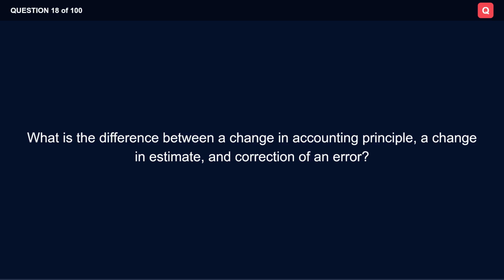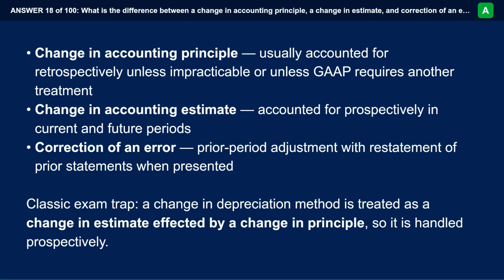What is the difference between a change in accounting principle, a change in estimate, and correction of an error? Change in accounting principle, usually accounted for retrospectively, unless impracticable or unless GAAP requires another treatment. Change in accounting estimate, accounted for prospectively in current and future periods. Correction of an error, prior period adjustment with restatement of prior statements when presented. Classic exam trap: a change in depreciation method is treated as a change in estimate effected by a change in principle, so it is handled prospectively.